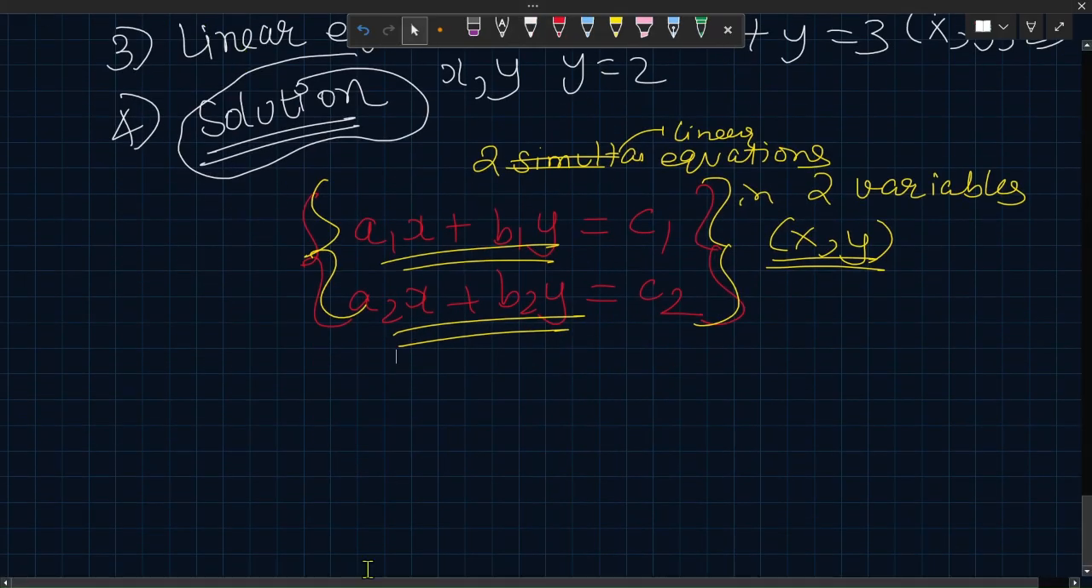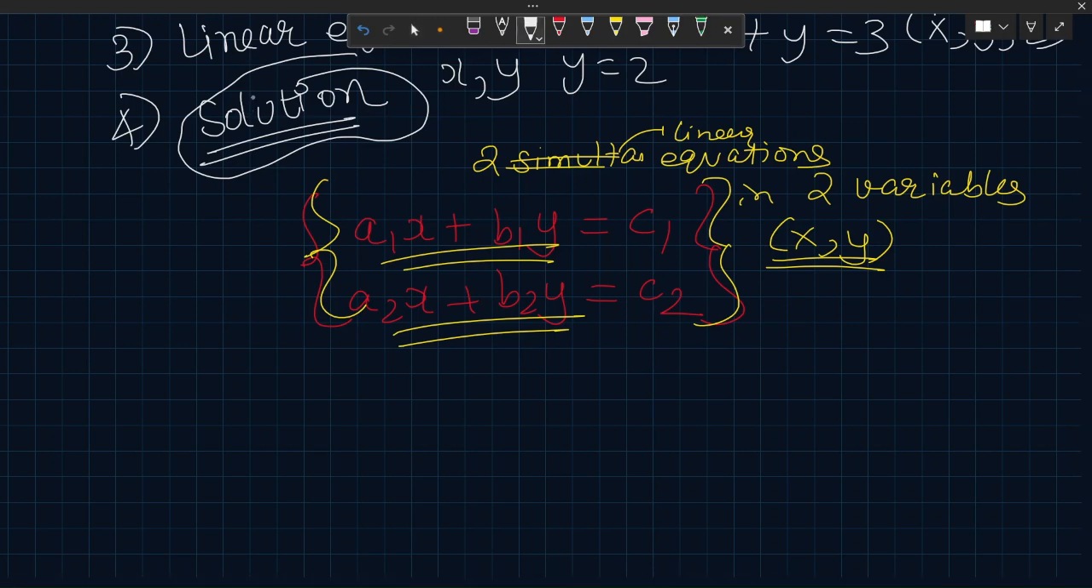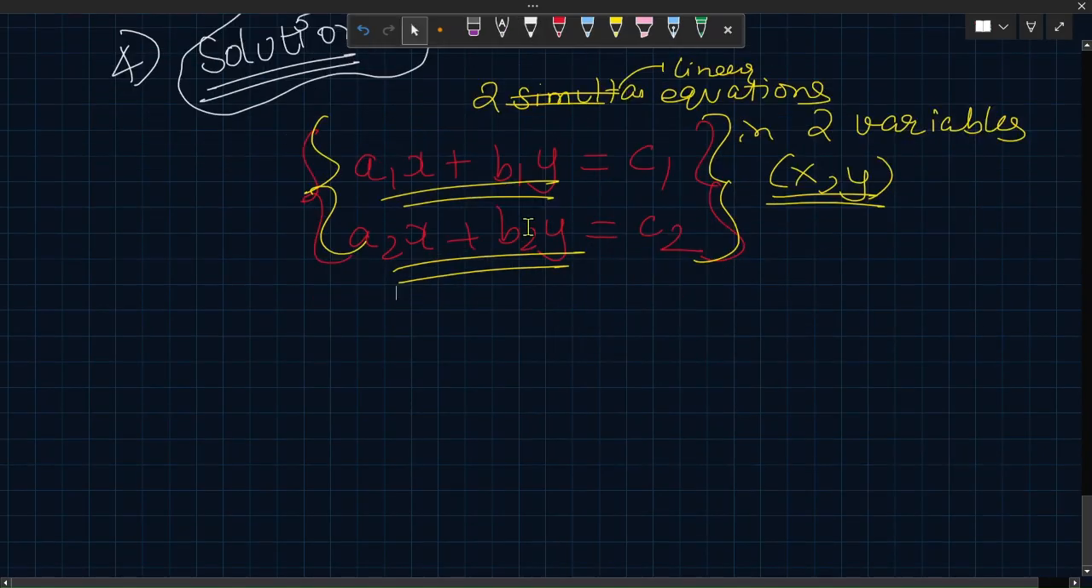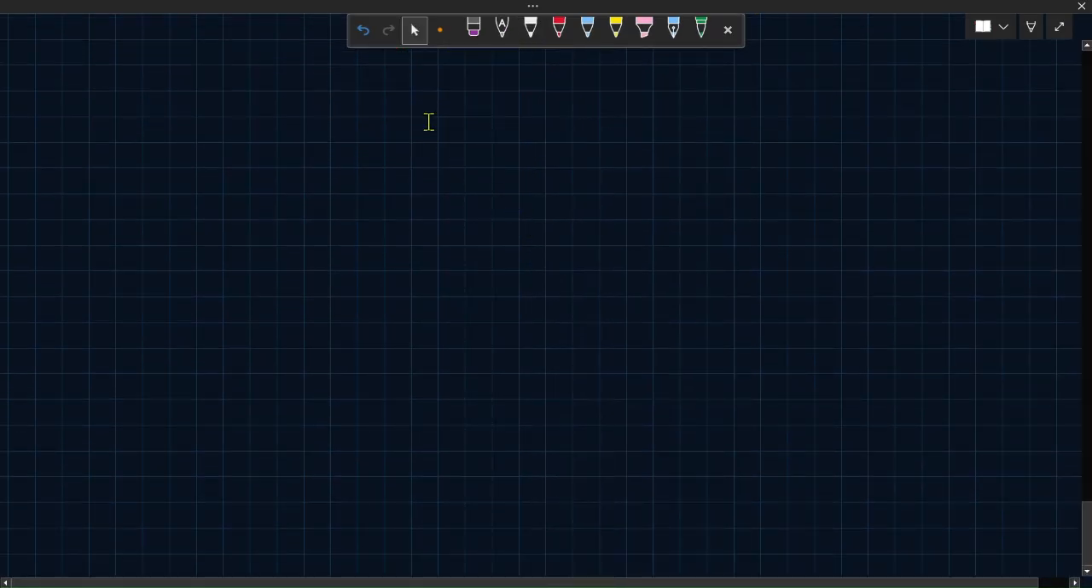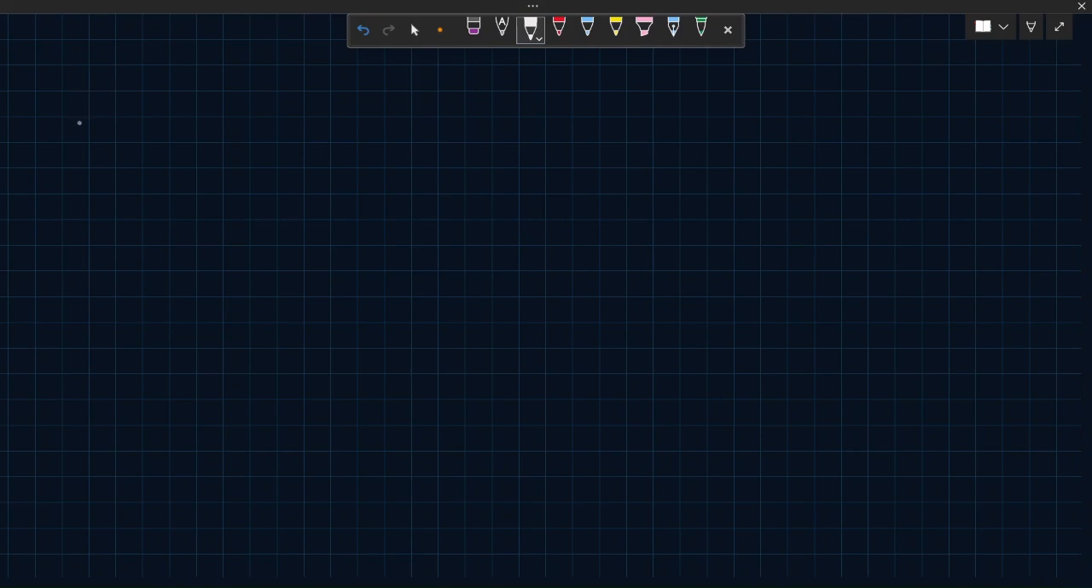And I promised you last time that in the next lecture, we would look at how to solve any general set of equations of the form a1x plus b1y equals c1 and a2x plus b2y equals c2: how to find the value of x comma y that satisfies these two equations simultaneously, or what is the solution to this set of equations. So I will quickly touch upon these methods. You must have learned this in your high school days, but I will quickly touch upon them.